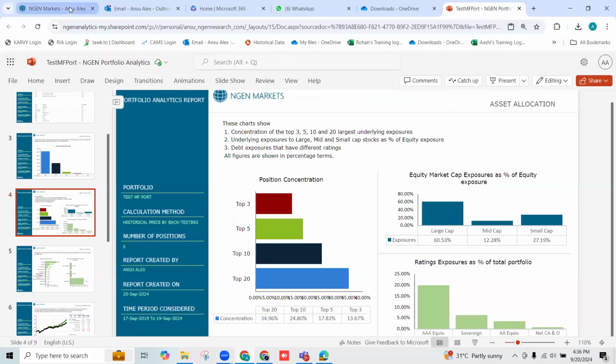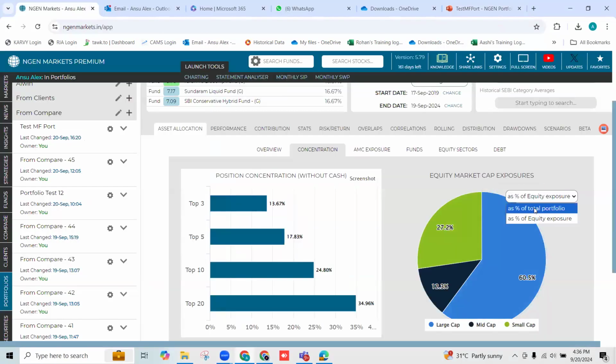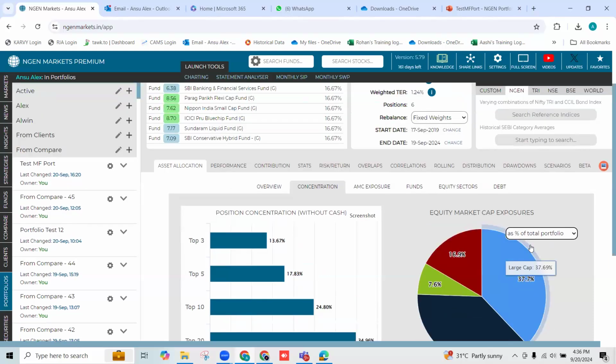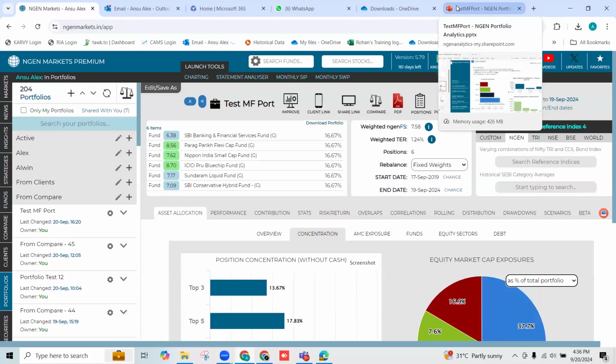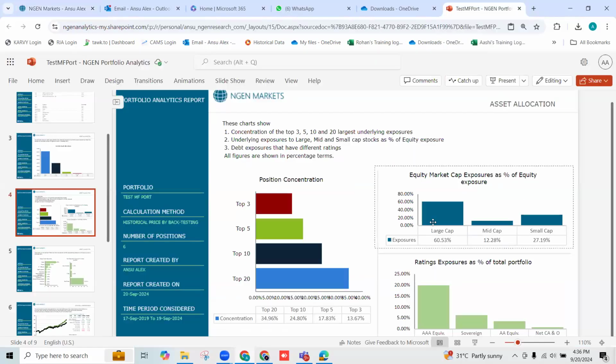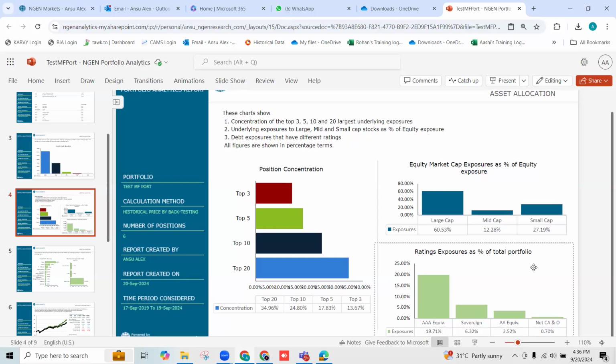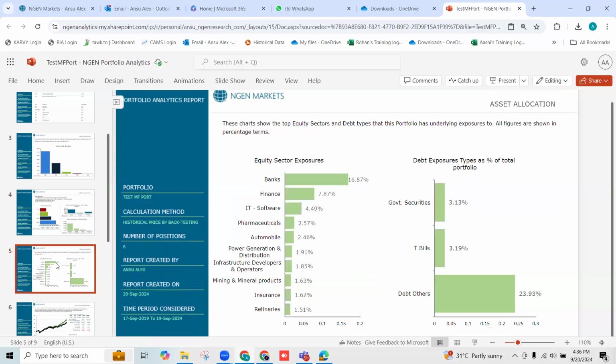You could anytime change this as percentage of total portfolio, then take a PPT download, and this is how it will come. As of now, I had kept it as percentage of equity exposure. That is the reason only large, mid, and small cap has come up. The others section is not there. So you can anytime change that and then take the report. Followed by that is the sectoral exposure, equity sectoral exposure, and the debt exposure. Banks, as I mentioned, has the highest exposure in this portfolio.